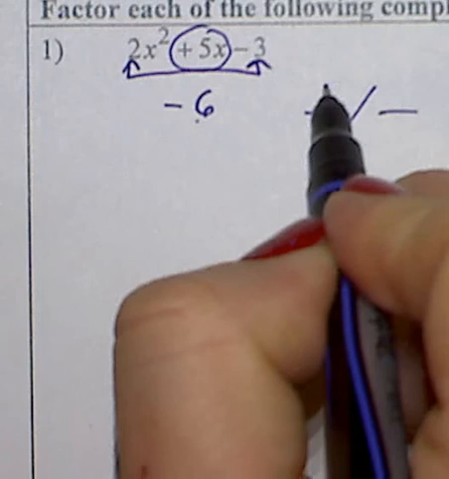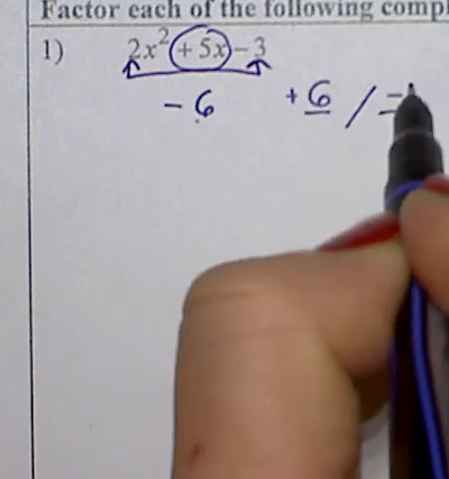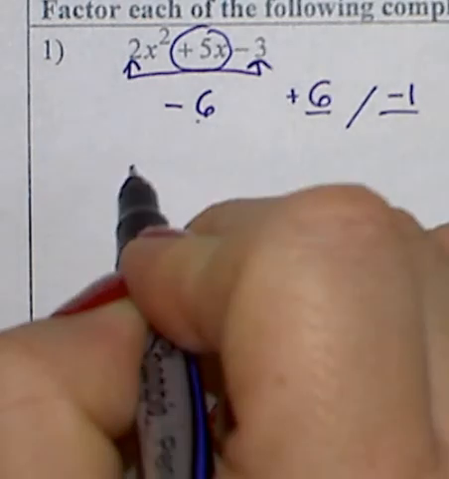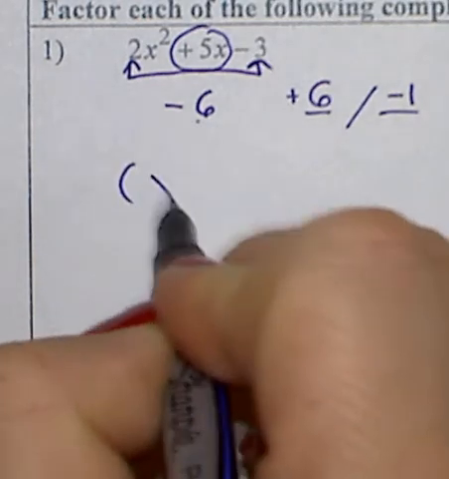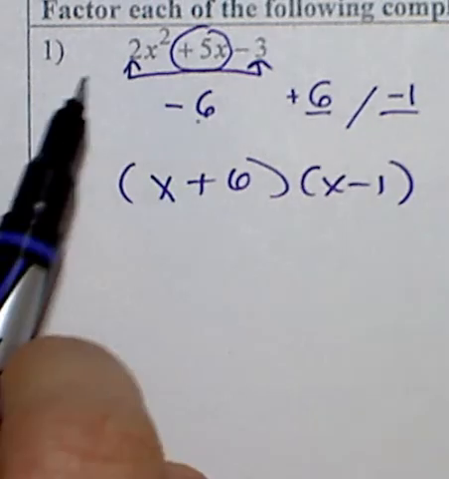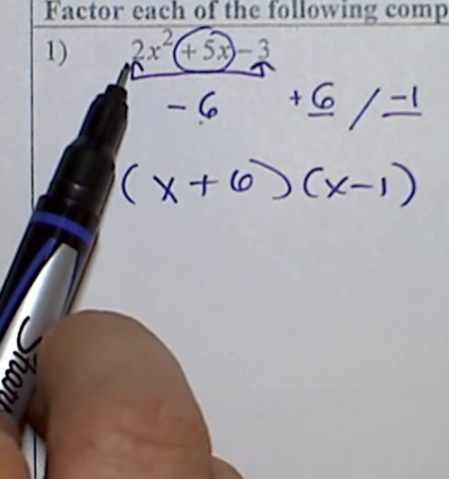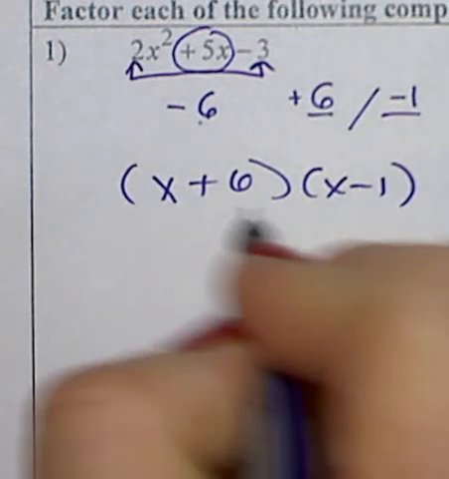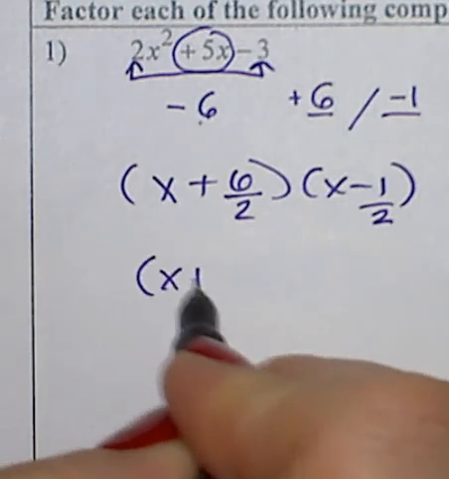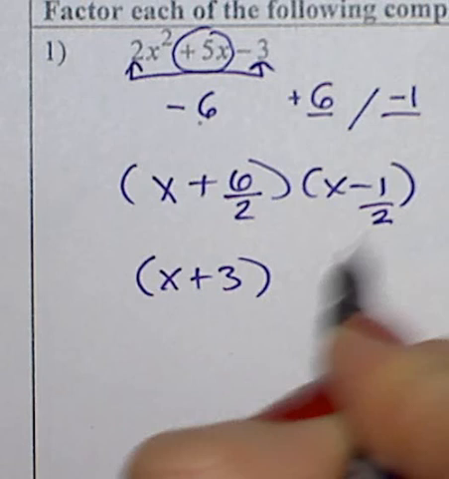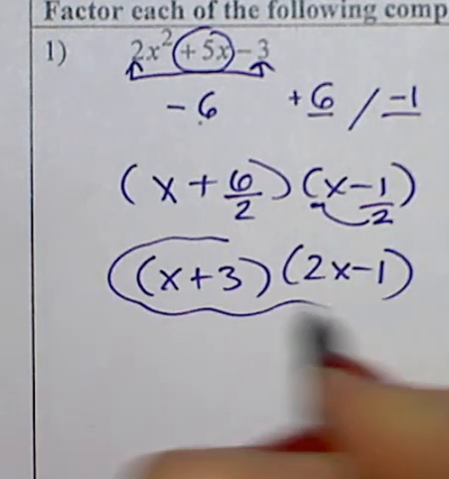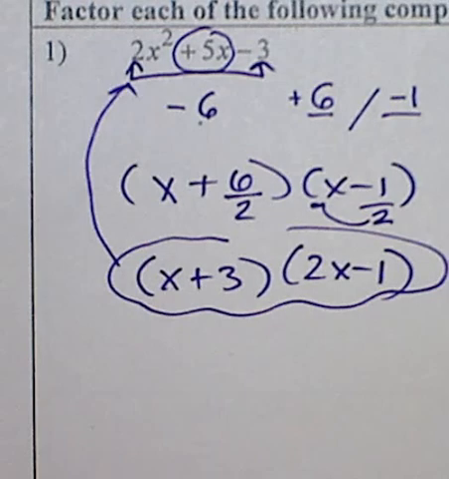That would be +6 and -1. Combined to give you +5, multiplied to give you -6. So x plus 6 and x minus 1. A common mistake we see is that when the front number, the leading coefficient, is different than 1, you have to do a bottoms up here. This reduces to 3. Because this cannot be reduced, we push it up, bottoms up, 2x minus 1. This is the factored form of this expression.